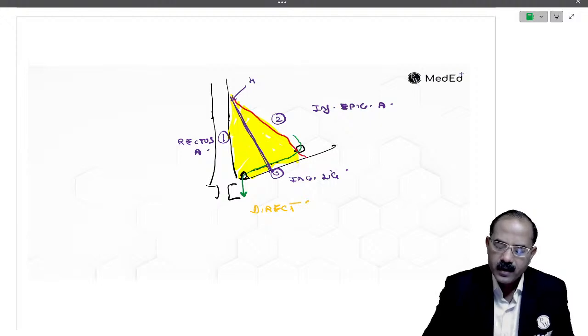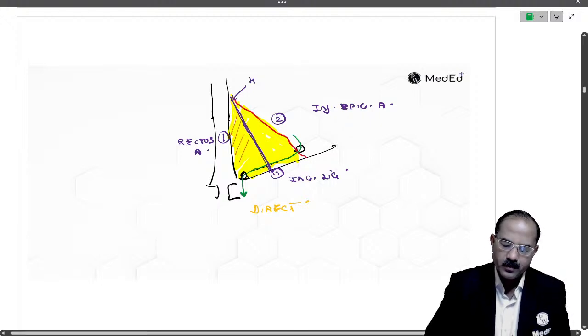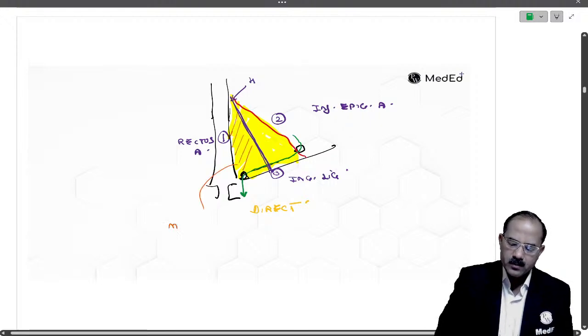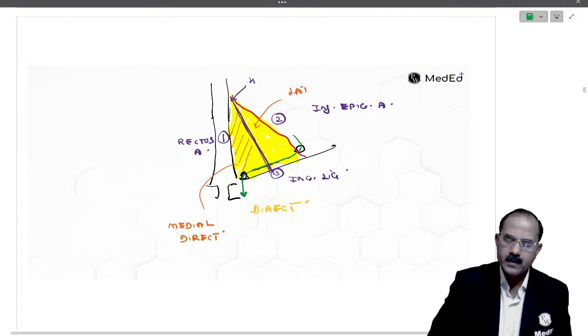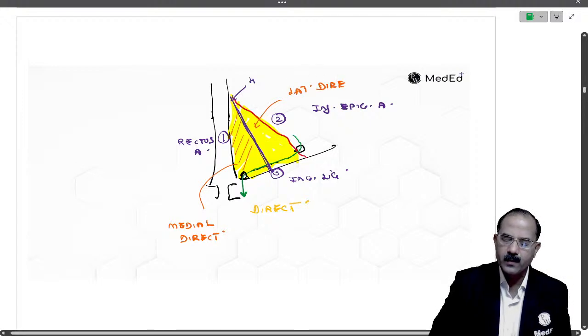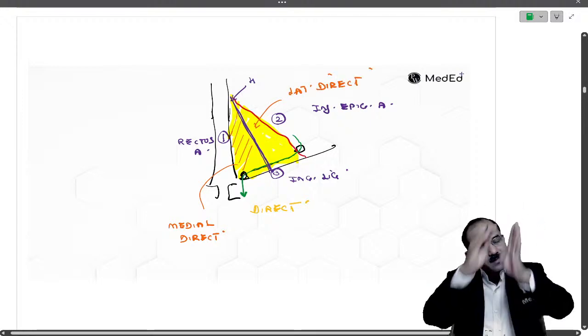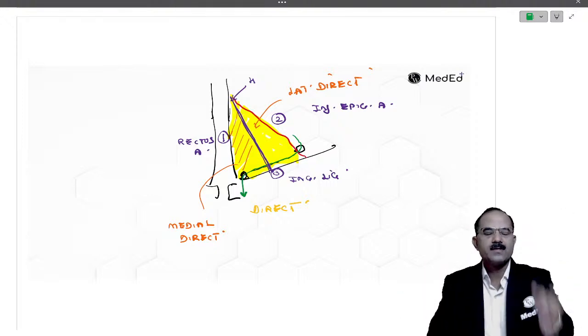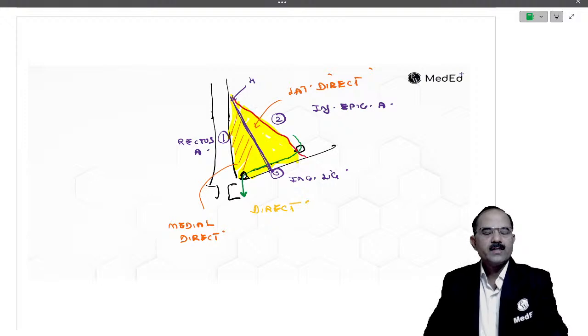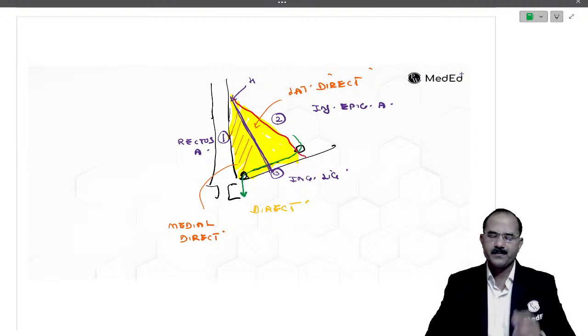So if a hernia comes from here, this is what we call a medial direct inguinal hernia. And if a hernia comes from here, this is what we call a lateral inguinal hernia. So who divides the Hesselbach's triangle into 2 parts? Any guesses?